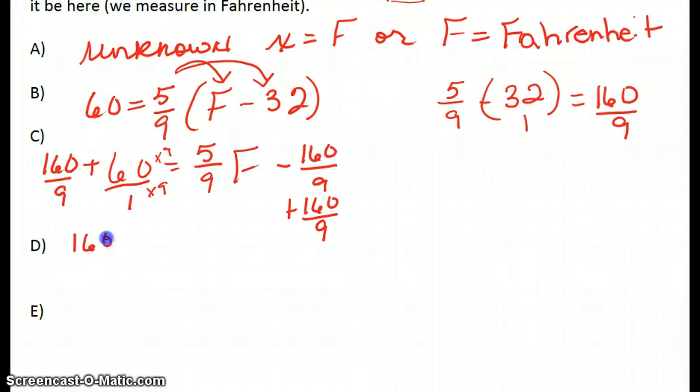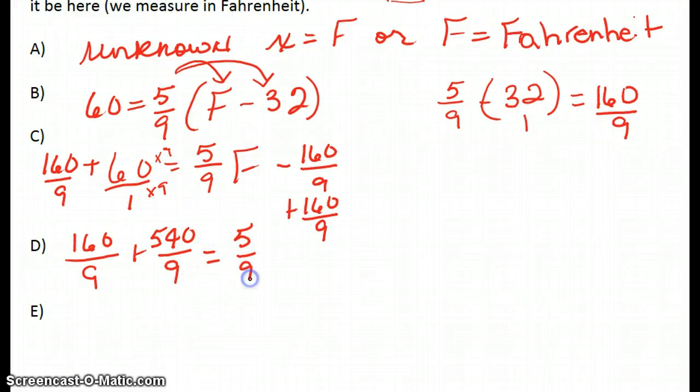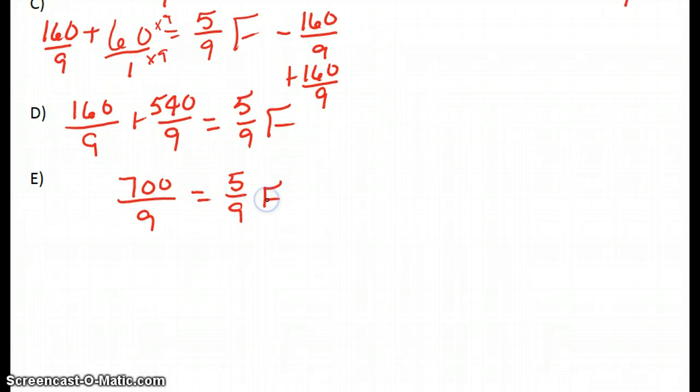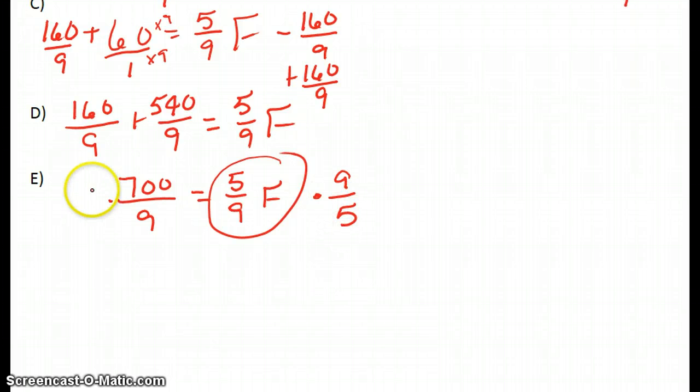So I get 160 over 9 plus 540 over 9 equals 5/9 F. I get 700 over 9 equals 5/9 F. Now here is where I need to multiply by the reciprocal, 9/5. Ooh, that one's fancy.